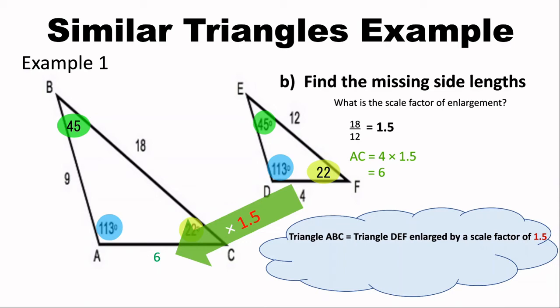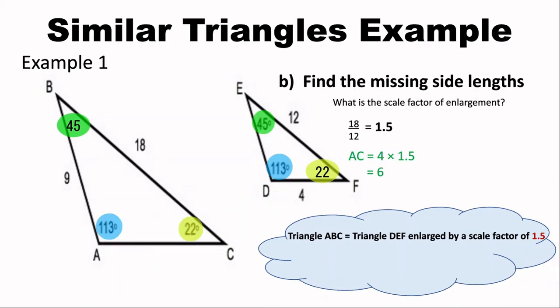Now to find the missing side length on triangle DEF, we may want to find the scale factor that takes us from ABC to DEF. If a shape has gotten smaller in size, we still call that an enlargement, but the scale factor of an enlargement will be some decimal value less than 1. Because when you multiply by a value less than 1, your result is smaller than what you started with.